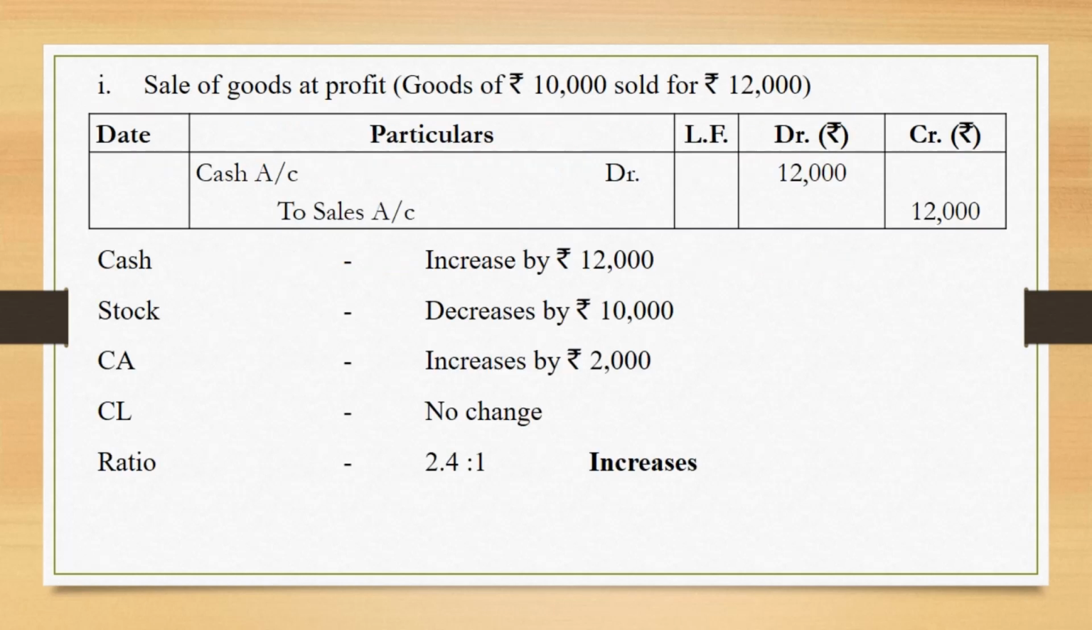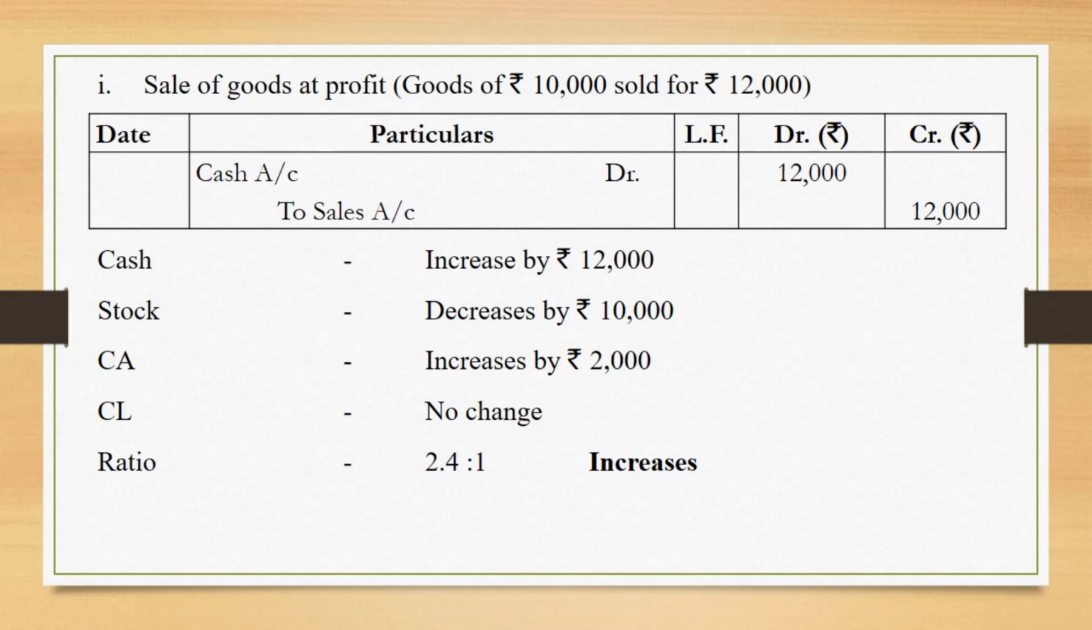The first example of the same is sale of goods at profit. I have just assumed the values over here. Goods of 10,000 has been sold for rupees 12,000. The entry for the same is cash account debited to sales account, 12,000 each. We can see that cash increases by rupees 12,000 and because of sale, stock decreases by 10,000. Cash and stock both are current assets. So basically, current asset increases by rupees 2,000.